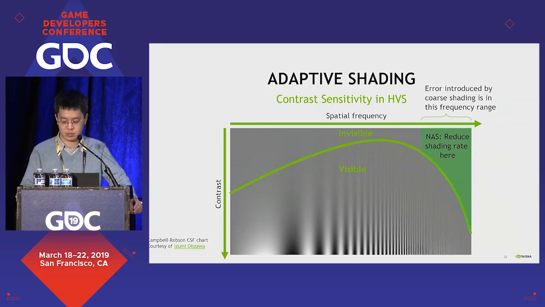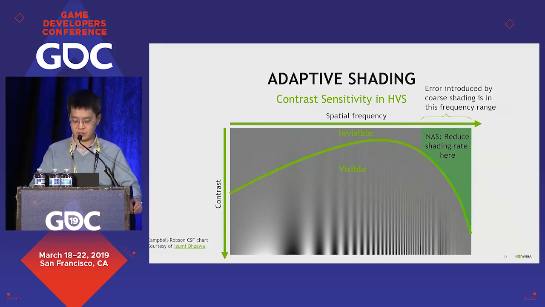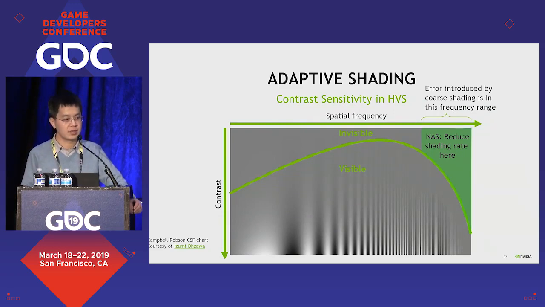So if we manage to identify that region above the curve and reduce the shading rate in there, it won't cause a visible image quality loss. That's exactly how content adaptive shading works.